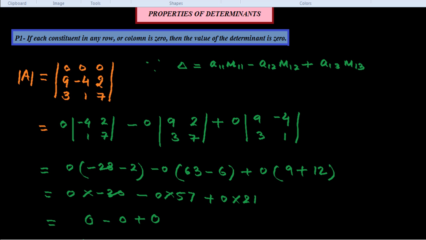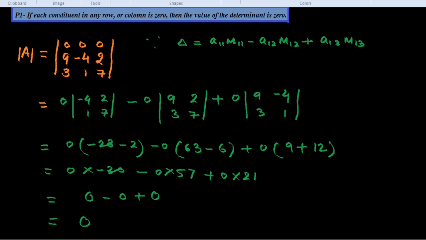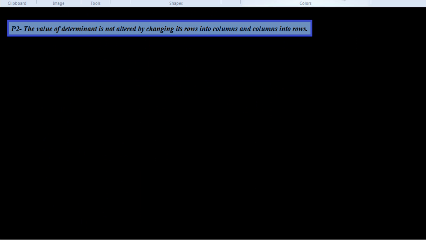Now we see the second property. Now we take another example. The second property of determinants: the value of a determinant is not altered by changing its rows into columns or columns into rows. So let us take one example for this.